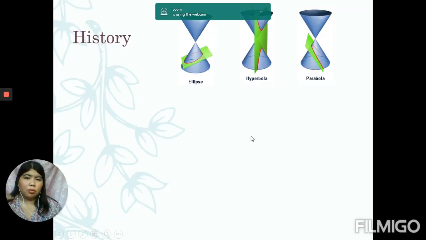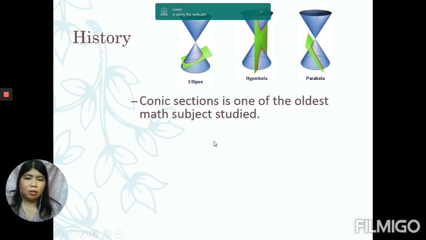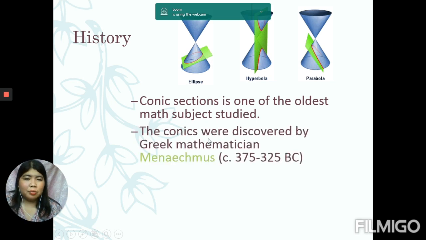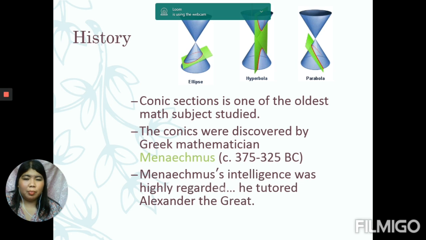Now, let's proceed with the history of conic section. Conic section is one of the oldest math subjects studied. The conics were discovered by Greek mathematician Menaechmus from 375 to 325 BC. Menaechmus' intelligence was highly regarded. He tutored Alexander the Great. So, ang naka-discover ng conics ay si Menaechmus. I don't know if tama yung pronunciation ko. Basta siya yung una naka-discover.